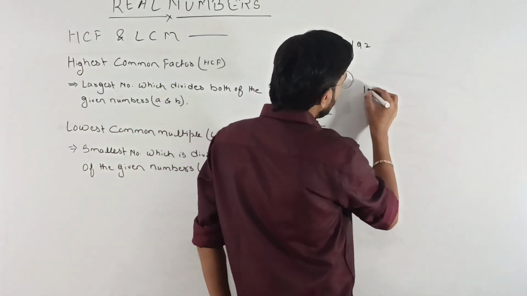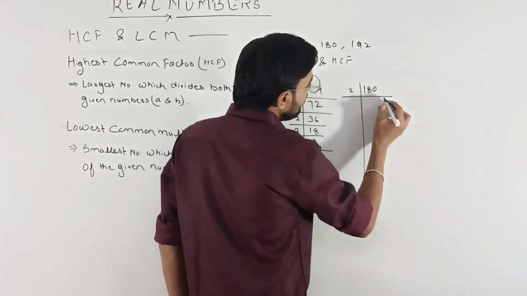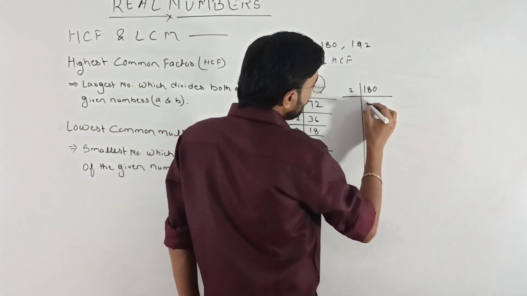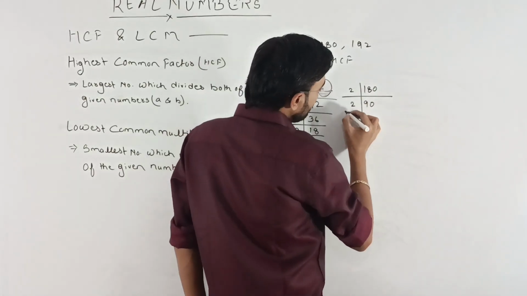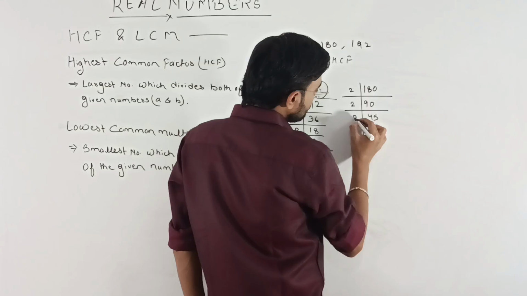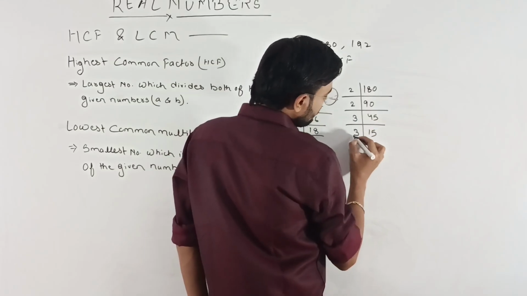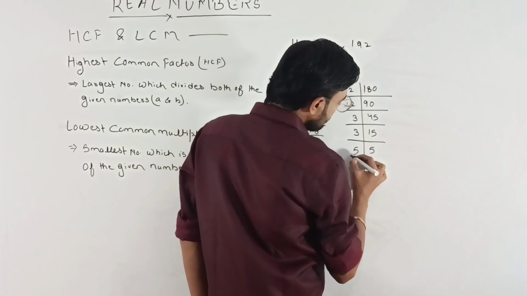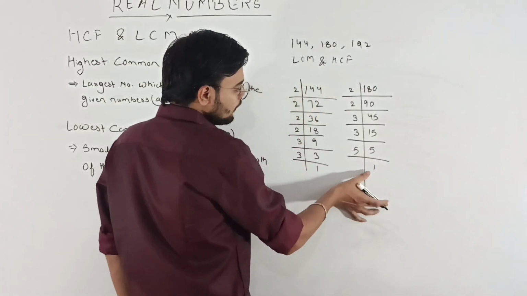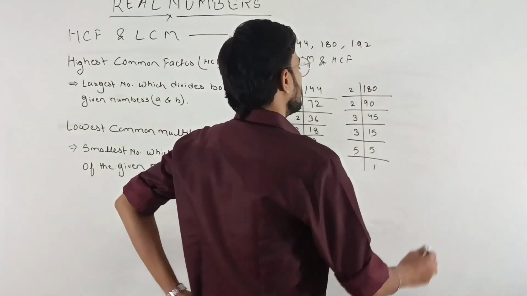Now 180. 180 is divisible by 2, then 2 9s are 18 and 0. Again 90 is also divisible by 2, giving 45. Then this is divisible by 3, giving 15, then again by 3, giving 5, then 5 is divided by 5, 1 time. Now the prime factorization of 192.